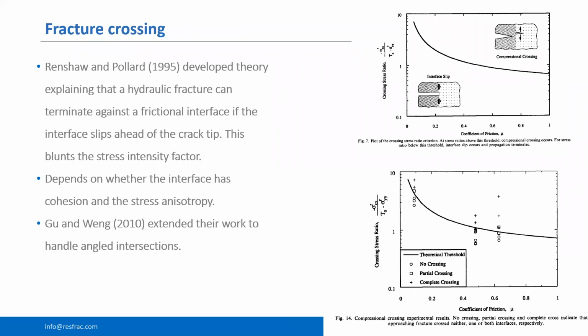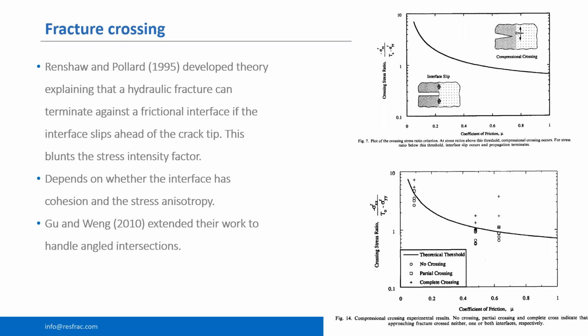All right, so fracture crossings are a really important part of this. Renshaw and Pollard developed a theory explaining how and why a hydraulic fracture might terminate as it hits a frictional interface. That can occur because it's blunted if the interface slips. Now, you should note that if the interface has cohesion, that can allow the fracture to propagate through. And actually, Professor Bunger has a really neat paper where he shows that it requires just a little bit of cohesion along a fracture to permit a hydraulic fracture to propagate through.